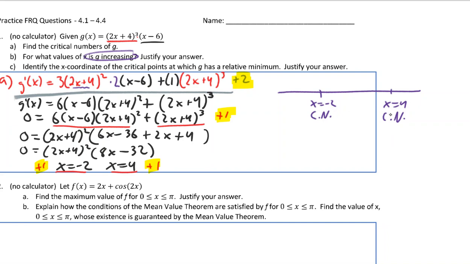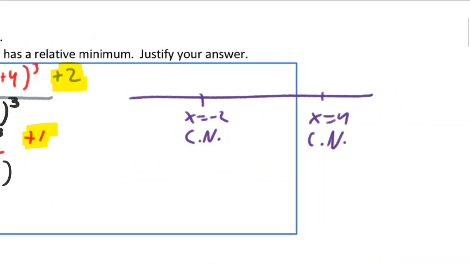Okay, so we got two critical numbers, the two places it might be changing direction, but to know what's going on here, we need to test around these. Like, I don't know, 0 would be a good one because that's pretty easy.